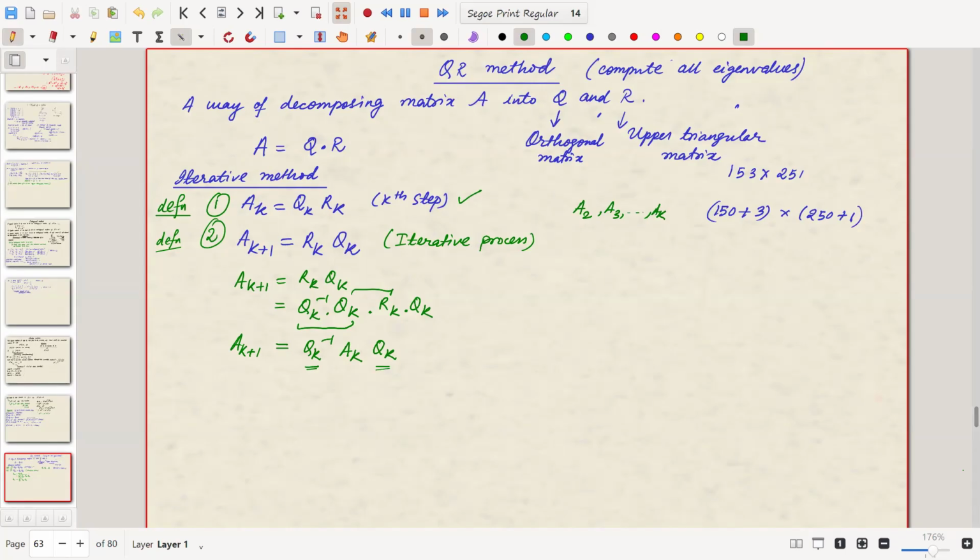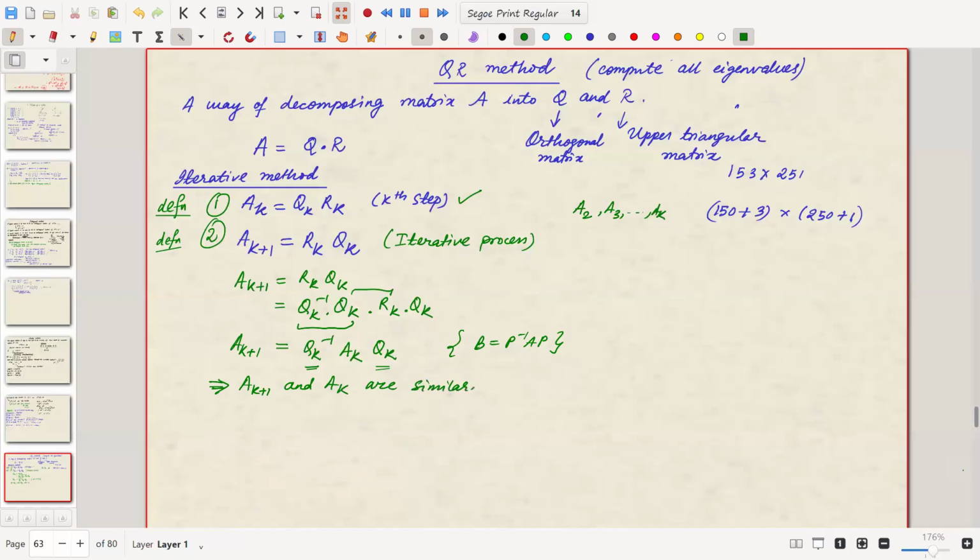So what can you conclude from this? It is just looking like B equals P inverse A P. Then we say A and B are similar. So here, this implies that A_{k+1} and A_k are similar.